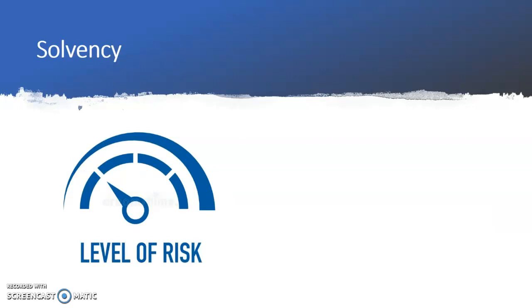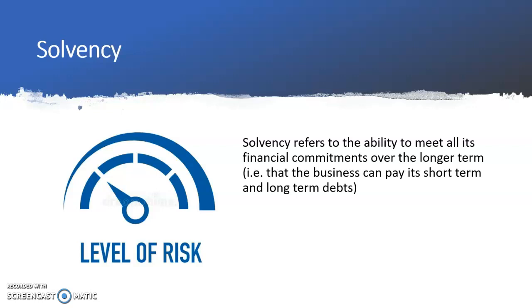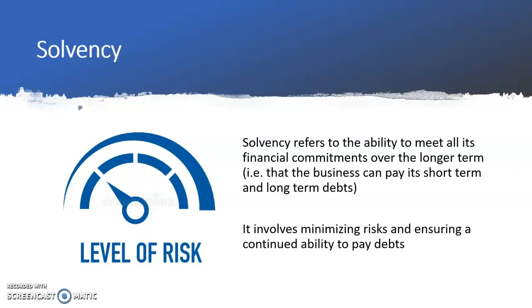Solvency is our next financial objective, and it's all about risk. So solvency is the ability to meet all financial commitments over the longer term. So both our short and our long-term commitments. Really, when we're talking about solvency, it's all about managing our risk. It's about reducing our levels of financial risk and ensuring that we can pay debts. Primarily, it's about not taking on too much debt so that we can manage those obligations when they fall due.